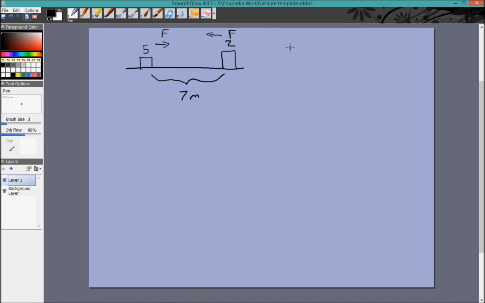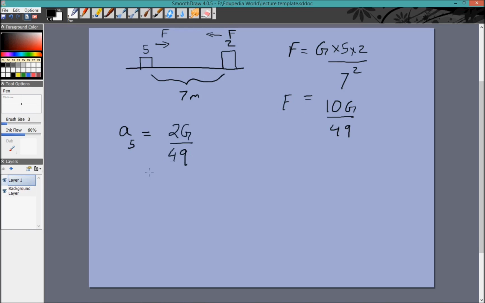Now F will be equal to, I'm just going to write it in terms of G because it becomes easier, G into 5 into 2 by 7 squared, right? That becomes 10G by 49, right? This is the force acting on each of them. What is the acceleration of the 5 kg block? It is the force divided by the mass, so that will be 2G by 49. And what is the acceleration of the 2 kg block? It will be 5G by 49. But they will be in opposite directions. The acceleration of the 5 kg block is towards the right, and acceleration of the 2 kg block is towards the left.